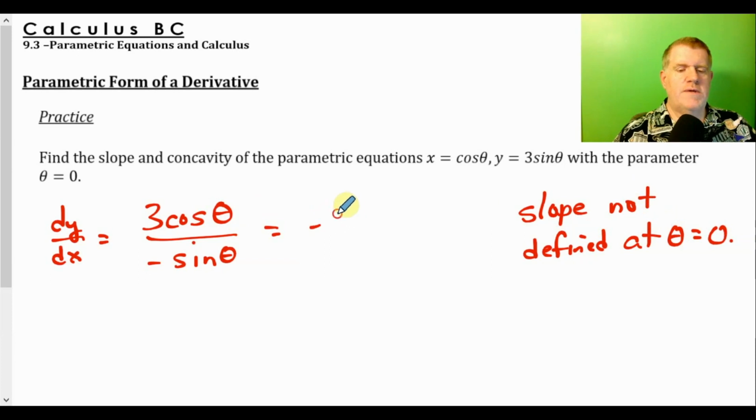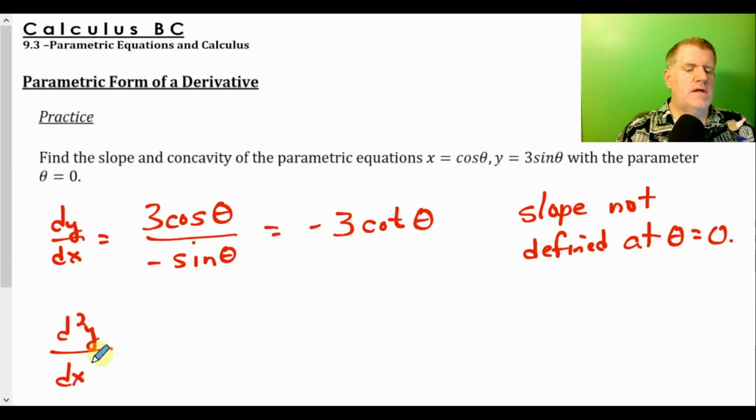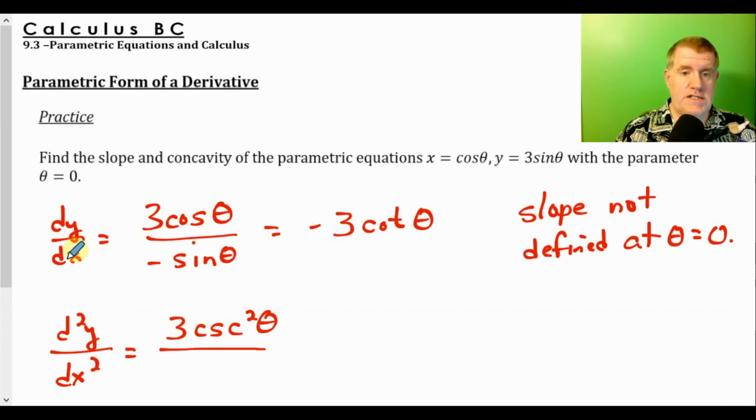I'm just going to rewrite this to make it a little bit easier to take the next part. So this is just cotangent. All right, so the second derivative. The derivative of negative 3 cotangent of theta, remember the derivative of cotangent is negative cosecant squared. So this is going to become 3 cosecant squared of theta over our dx dt, which is negative sine of theta. Now, remember cosecant is just 1 over sine, so this whole thing becomes 3 over sine cubed.